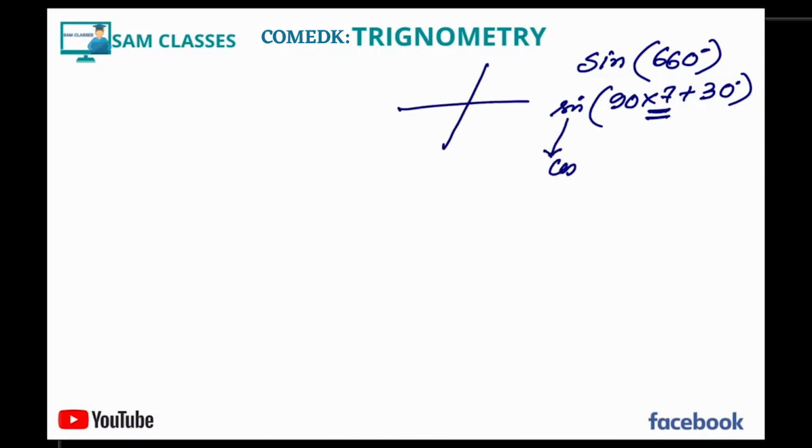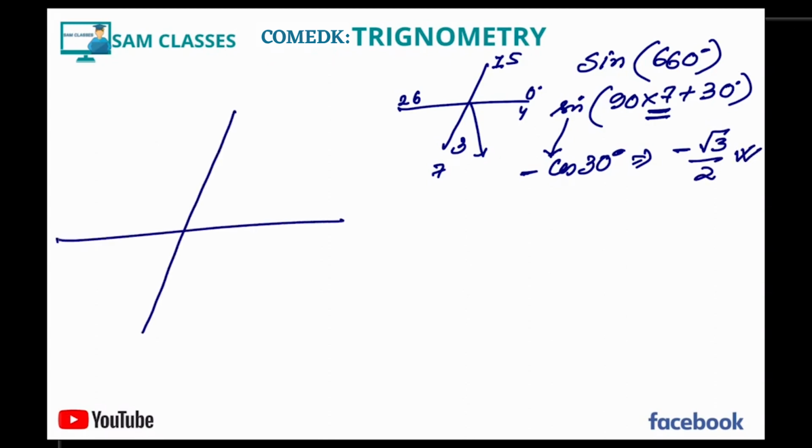And then we see which quadrant it is lying in. So it starts from 0, 1, 2 (90), 3 (90), 4, 5, 6, 7. 7 plus 30 means fourth quadrant, sign will be what? Negative, and then 30 degrees. So minus cos 30 is how much, student? Minus cos 30 is nothing but minus root 3 by 2. So very simple, you can solve it like this.